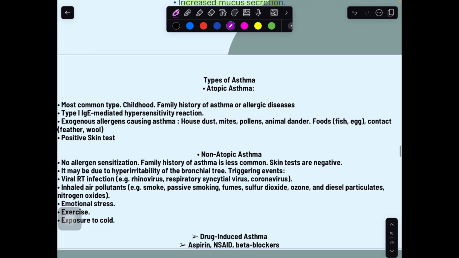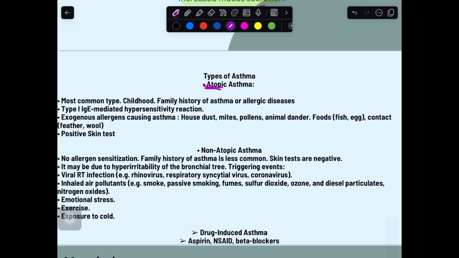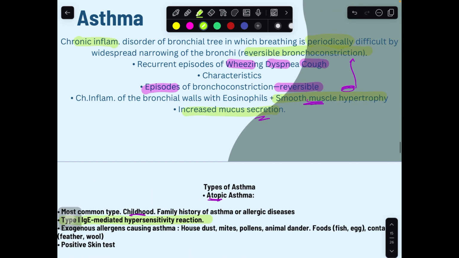So the types I talked about. Atopic, it is the genetic one that I talked about. It will be found in childhood. There's a family history of allergic diseases, and these patients, very important, I wrote the most important things. It is a type 1 hypersensitivity reaction. So they are sensitive to certain allergens, which is causing these attacks. So whenever they encounter these allergens, they will cause these periodic attacks where there is the constriction of the bronchioles.